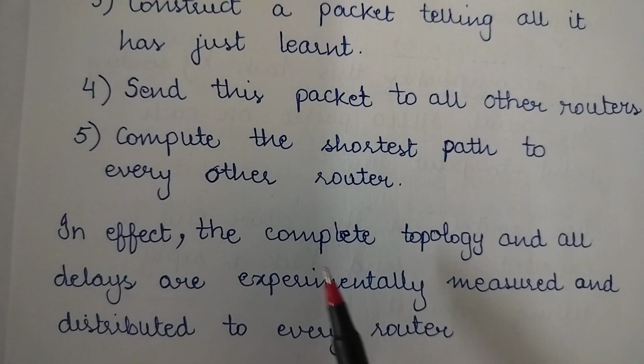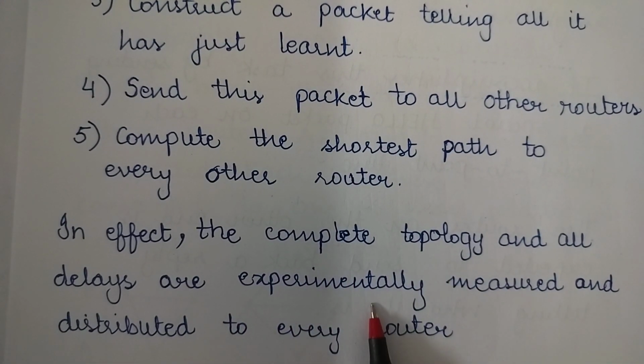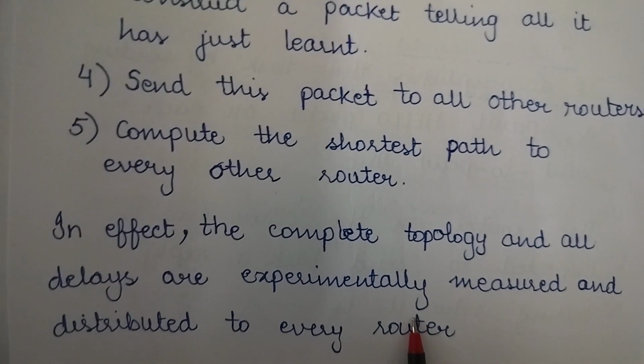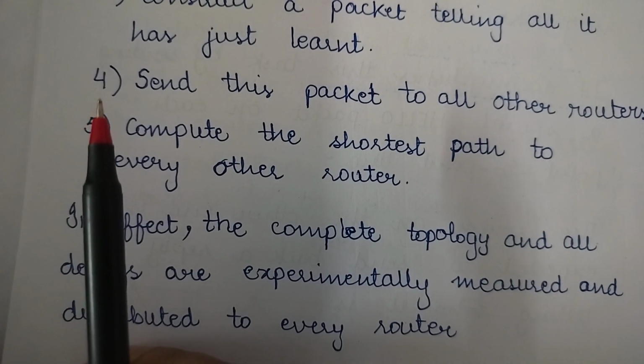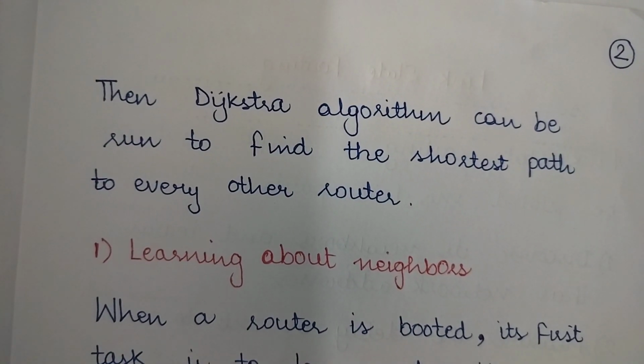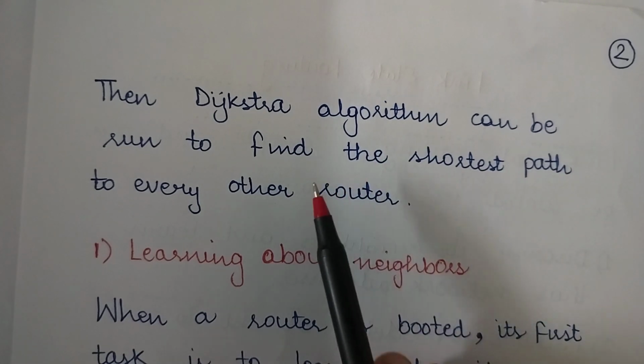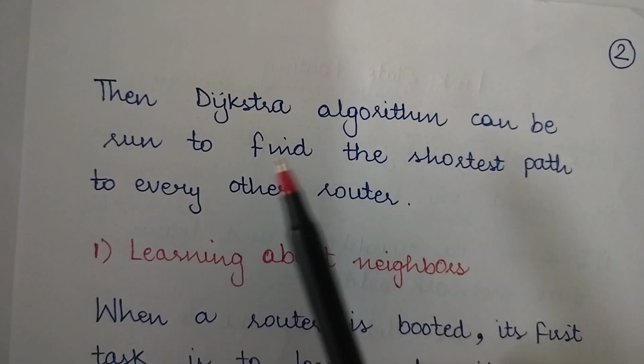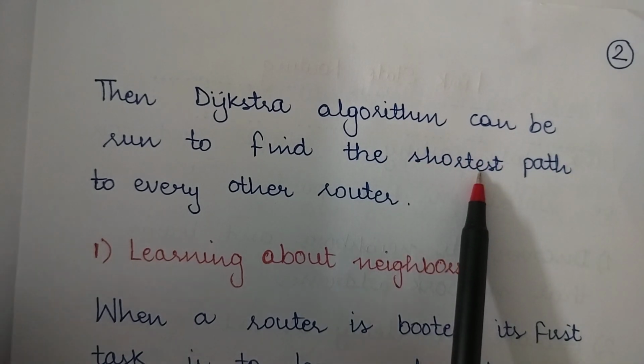Now in effect, the complete topology and delays are experimentally measured and distributed to every router. So the complete topology of the subnet and all the delays to reach from one particular router to every other router in this process are experimentally measured, and the results are distributed to every other router. Then, after these 5 steps are complete, Dijkstra's algorithm can be run to find the shortest path to every other router.